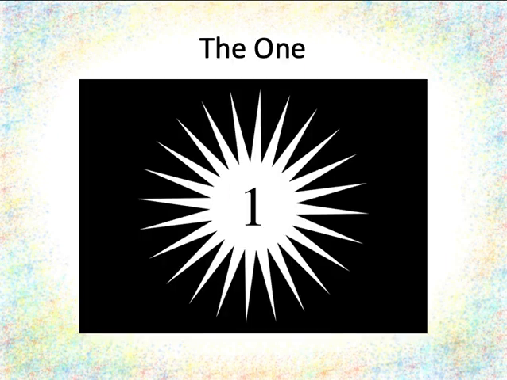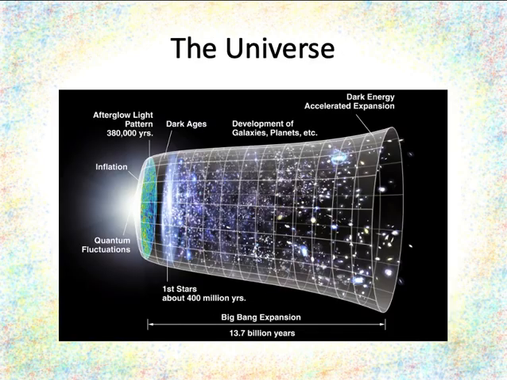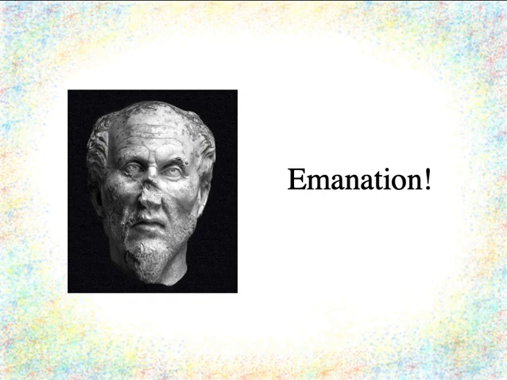Plotinus starts with the One. Boom! The One explodes in a blazing glory of energy and power. And eventually we get the universe, which is really complicated. How did that happen? How do we go from this to this? Plotinus says emanation. Well, that doesn't seem to really help very much.